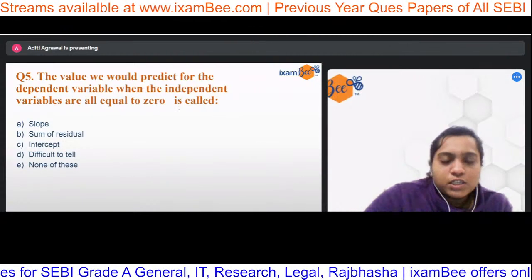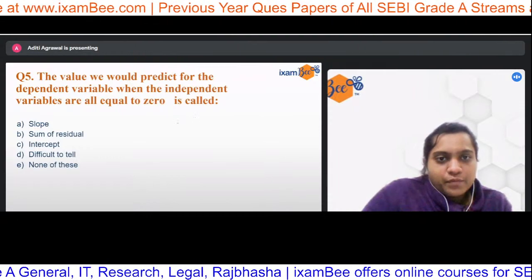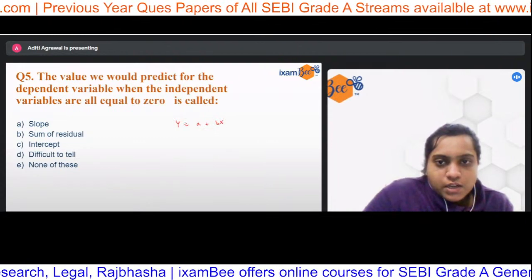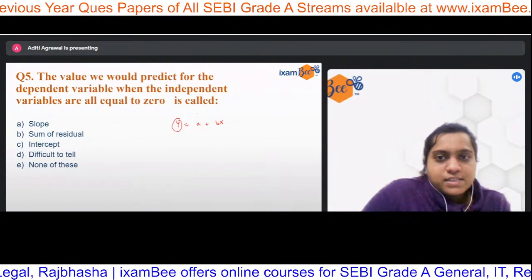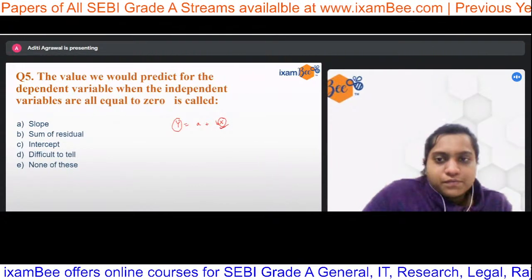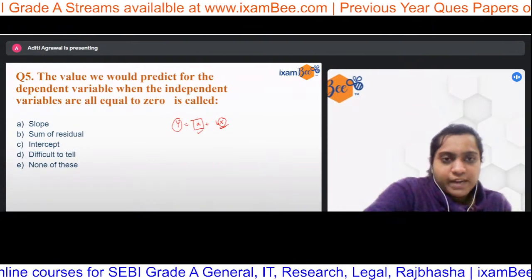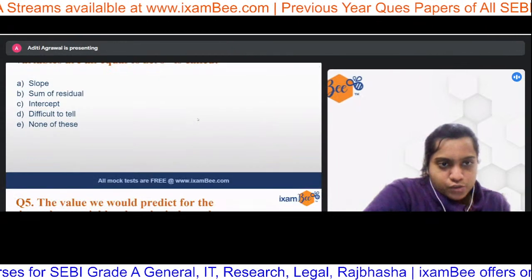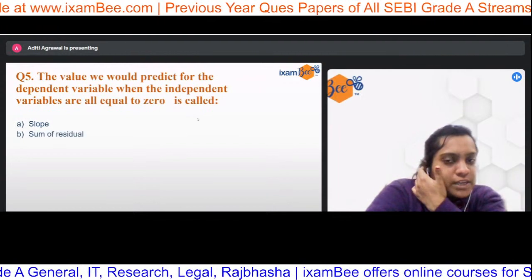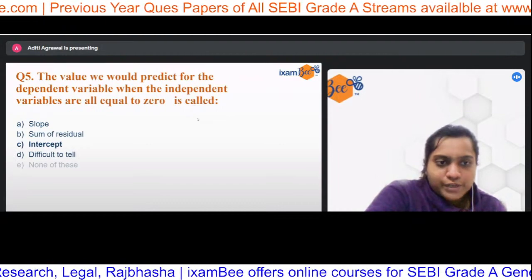So here, if I'm writing this equation as y equals a plus bx, right, y is the dependent variable and it's saying that the independent variables are all equal to zero, this x is equal to zero. So obviously if this is equal to zero, what am I left with? A, right? Which is the intercept of the equation. So the correct answer is that the value that you would predict for the dependent variable when the independent variables are all equal to zero is the intercept of the equation.